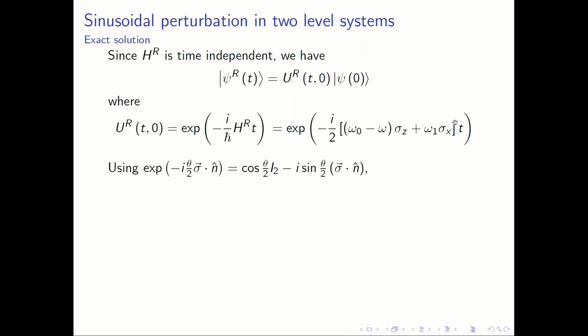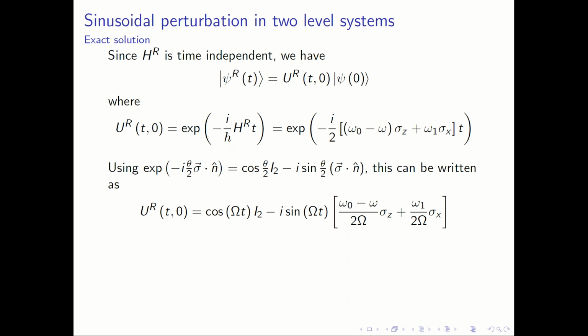Now in this expression, of course, we do have sigma vector dot n hat. Well, you have sigma vector dot a vector, that is sigma x, sigma y, sigma z is being dotted with omega 1, 0, because there is no sigma y, and omega 0 minus omega. So these are the three components, omega 1, 0, omega 0 minus omega, of the vector which is being dotted with sigma. Of course, that is not a unit vector, but that's easily remedied. You find out its norm, divide by that, and then you're done.